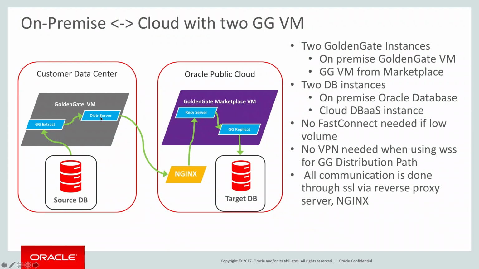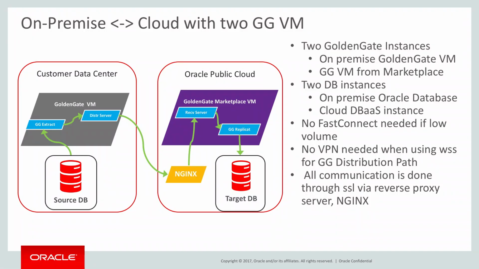So the distribution server is going to create the path to talk to the reverse proxy server, using basic authentication to log into the receiver server. So it will pass the user ID and the password to the Nginx server. And once the connection is created, the Nginx server is going to send that information to the receiver server for authentication. And once the authentication is passed, then this entire data transportation channel will be created.